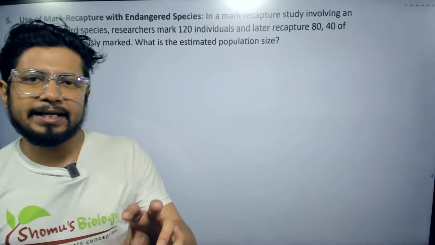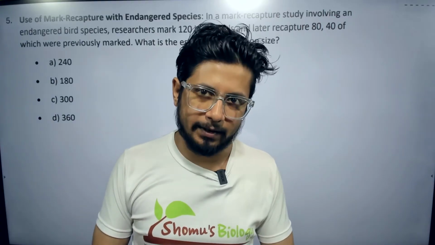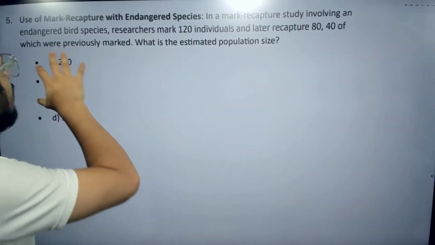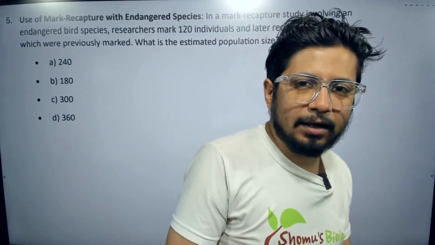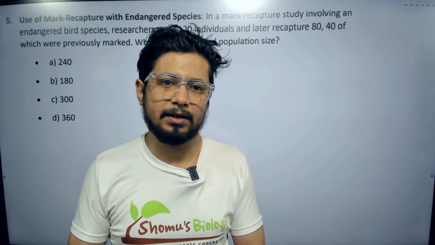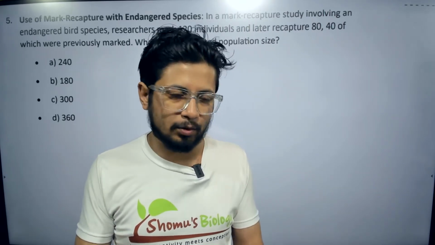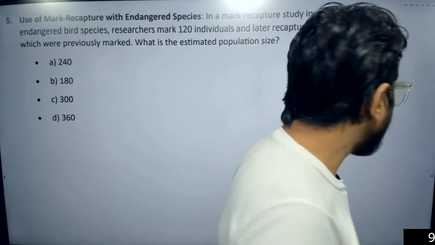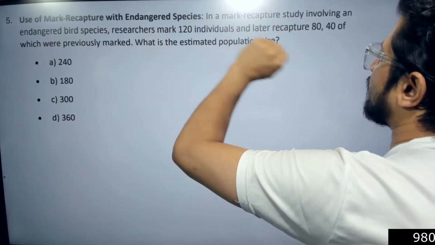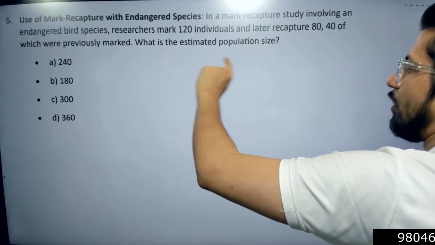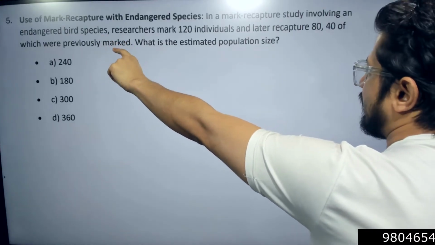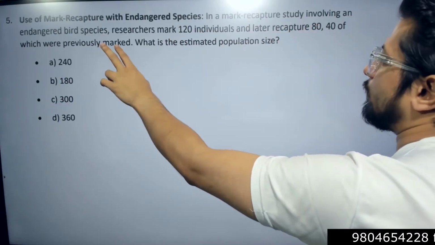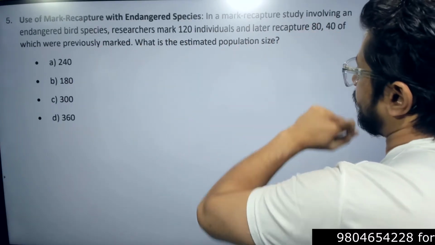On the other hand, CSIR NET asked more questions from the mark recapture method. Mark recapture method से ज़्यादा, यहाँ से ज़्यादा question आता है, and mark recapture method is a process of finding out the new species in a population, new species in an ecosystem. कैसे उसको ढूंढा जाता है, that's the mark recapture method, and we have a formula to count the species number. The question says: in a mark recapture study involving an endangered bird species, researchers marked 120 individuals and later recaptured 80, 40 of which were previously marked. What is the estimate of population size?